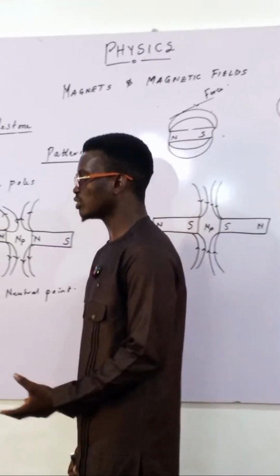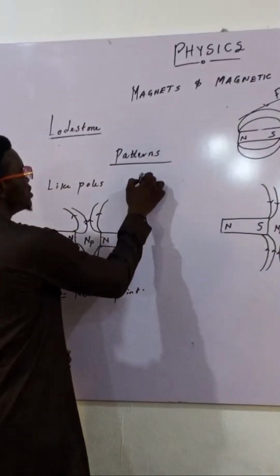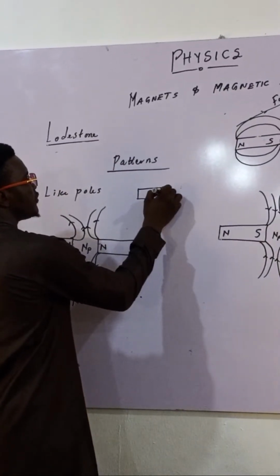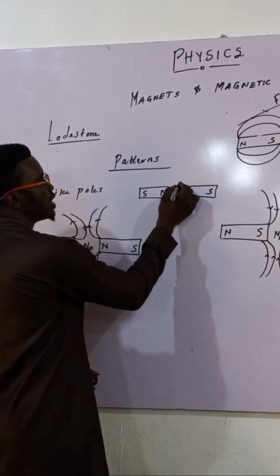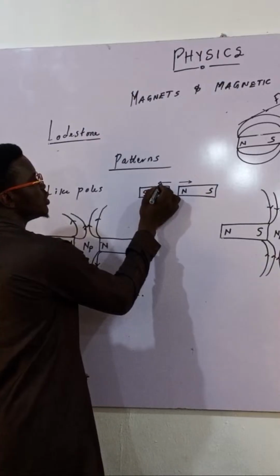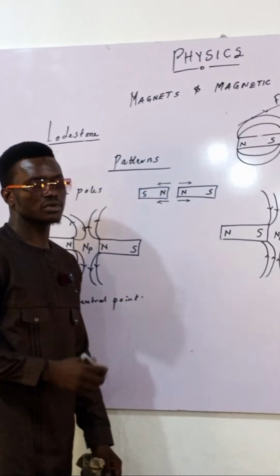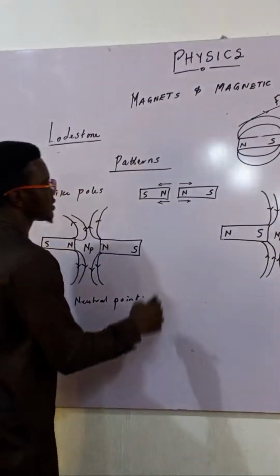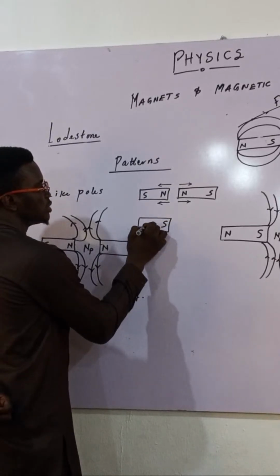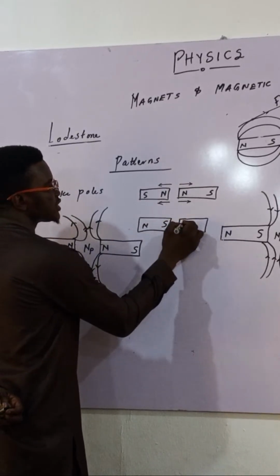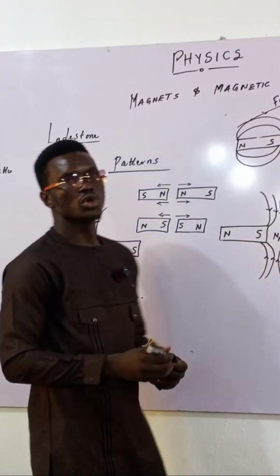Like poles repel, unlike poles attract. You already know what that means. If I bring north close to another north, what will happen? They try to stay away from each other as much as possible. Check that with your telephone earpiece. When I bring south close to south, they also stay away from each other. They repel. So like poles will repel.